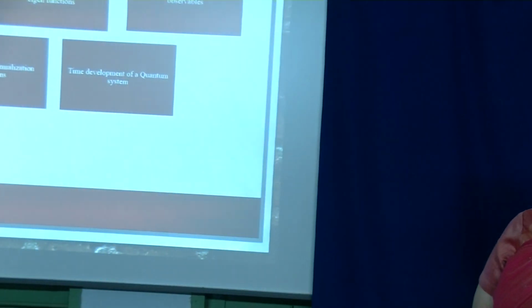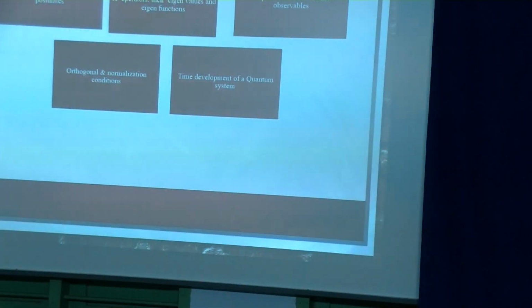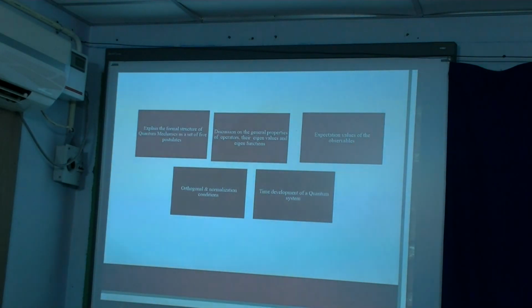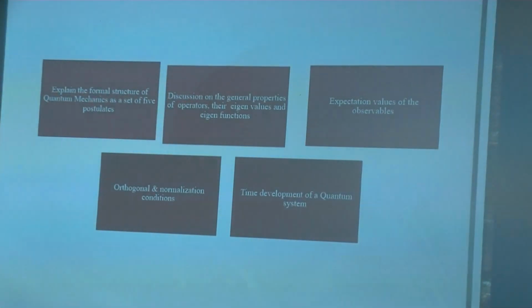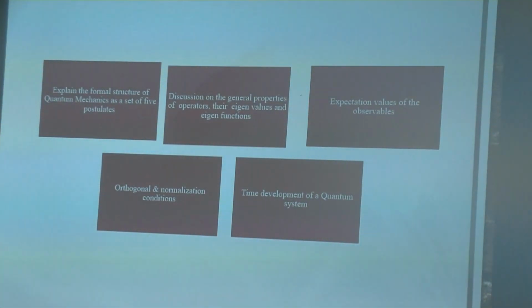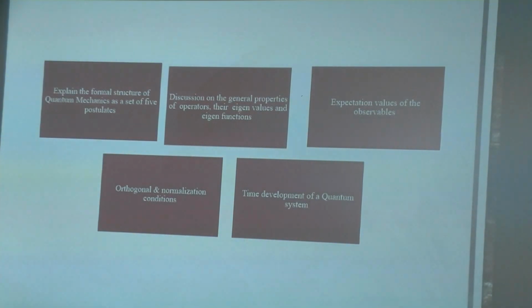Good morning, dear students. Today we are going to discuss the basic concepts of quantum mechanics. We are going to discuss the formal structure of quantum mechanics as a set of 5 postulates. Mainly today's concept is focused on postulates of quantum mechanics, in which we are going to discuss the general properties of operators, eigenvalues, eigenfunctions, expectation values of observables, orthogonal and normalization conditions, and also time development of a quantum system.